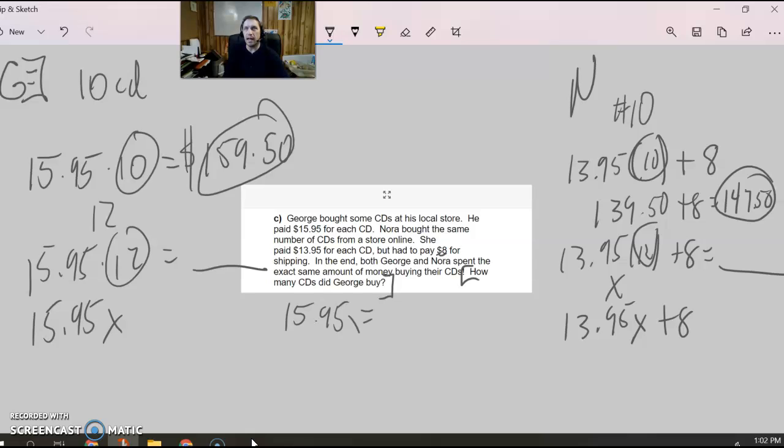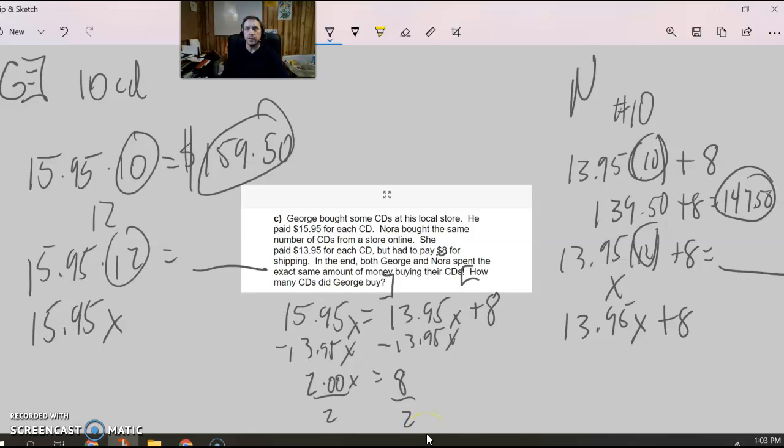$15.95X equals $13.95X plus 8. And now it's a two-step equation, it looks like, right? We're going to subtract $13.95X from both sides. And 5 minus 5 is 0, 9 minus 9 is 0, 5 minus 3 is 2. So we have $2X equals 8. Divide both sides by 2. That gives us X equals 4.